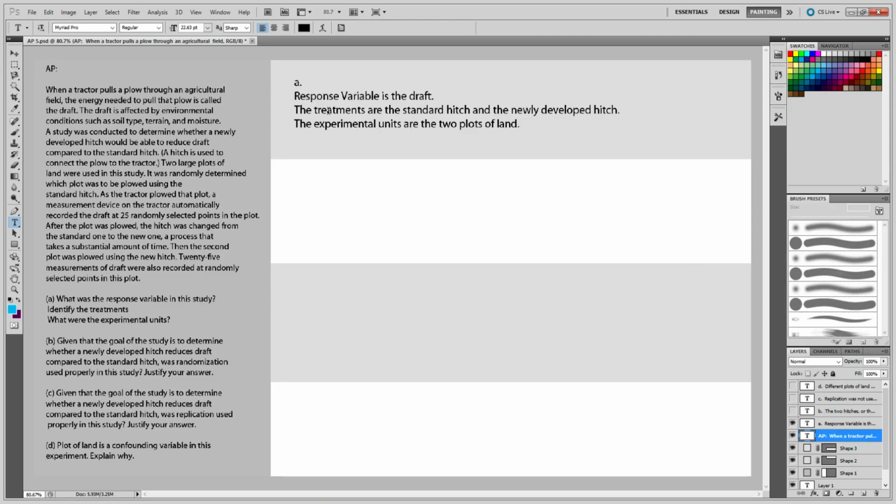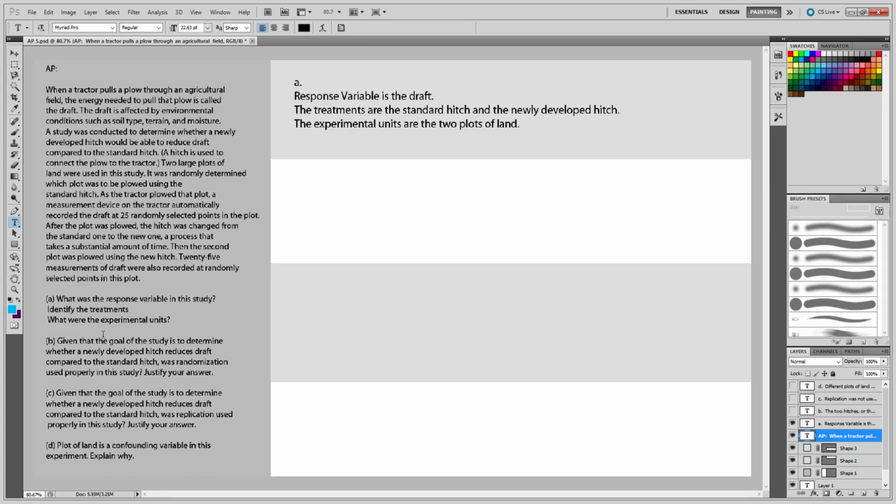So the response variable is the draft, since that is what we are trying to find in our experiment. The treatments are the standard hitch and the newly developed hitch, which will change the response variable. Then the experimental units are the two plots of land, since that's what the treatments are being tested on.